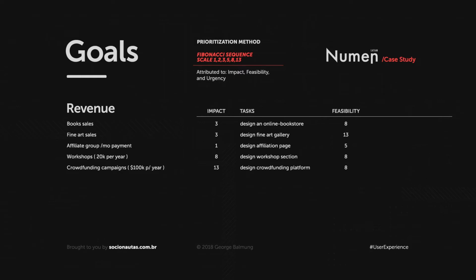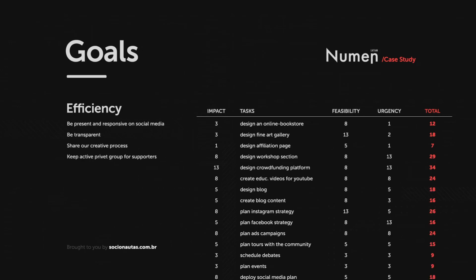How feasible is the task? Do we have all the resources to execute? And finally, how urgent is it? So now we have a total score with the value of each task. We do the same with awareness and efficiency.